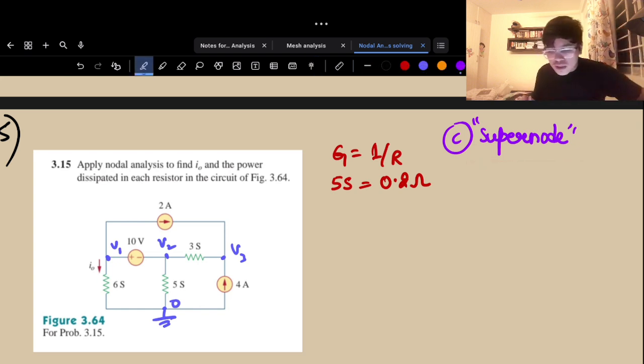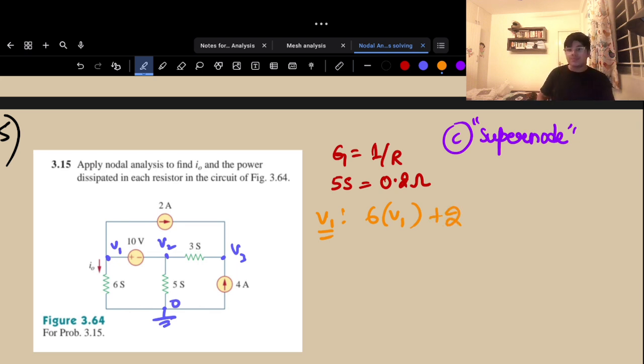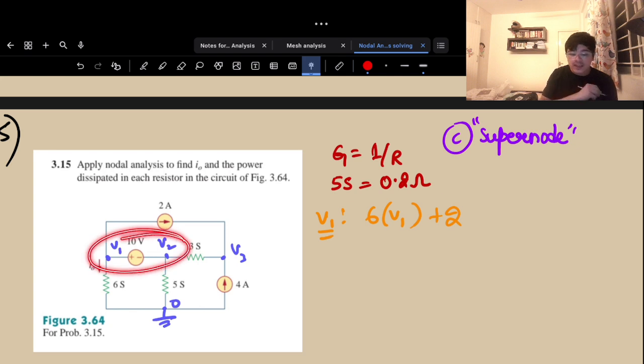Okay. Now, let's just write the equations. V1, (V1 minus 0) by 1 by 6, or you understand my point that you can simply write them as a multiplication factor. That's 6 Siemens into (V1 minus 0). That is my current leaving. Okay, and I know that another current leaving is simply 2 amps. All right, now I'm stuck trying to find this particular thing. What is the current in this particular branch?